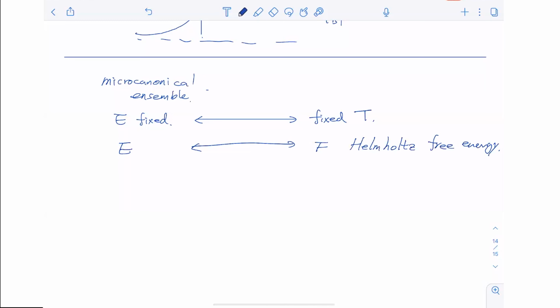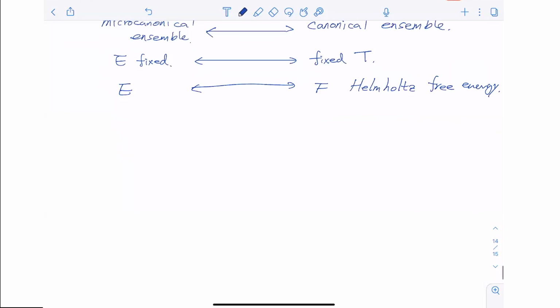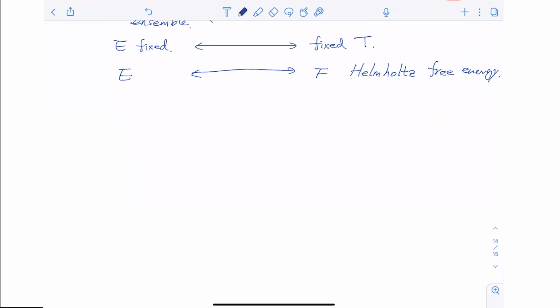So the question that is quite natural to ask is, we start from the microcanonical ensemble with fixed E. Is it possible that we can develop some kind of ensemble idea that corresponds to this kind of fixed temperature idea? And this ensemble is what people call the canonical ensemble. Okay. Now we are going to introduce the idea starting from the microcanonical ensemble.